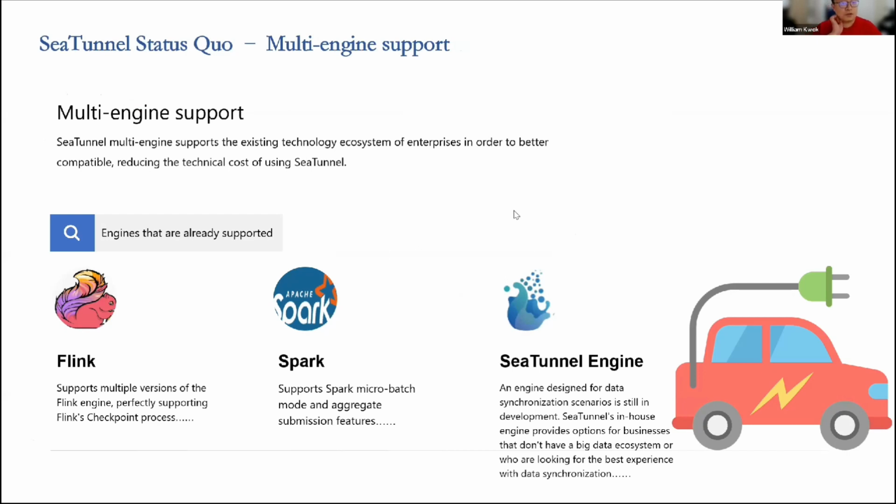SeaTunnel also has multi-engine support. It supports engines like Flink and Spark, and SeaTunnel also has its own engine, which I think will be released next month. The SeaTunnel engine is more efficient than Spark and Flink when you just synchronize data and do not transform the data. If you are interested, you can join the Slack channel and have a discussion in the future.